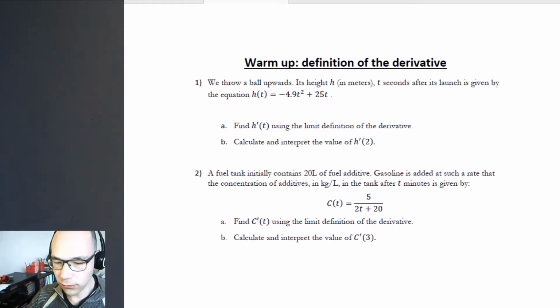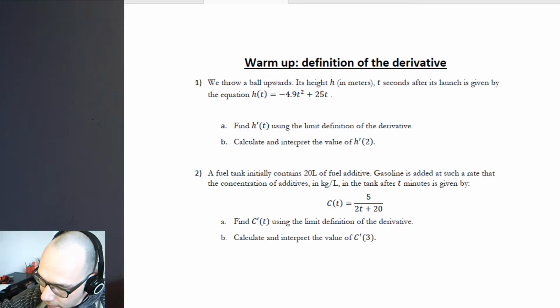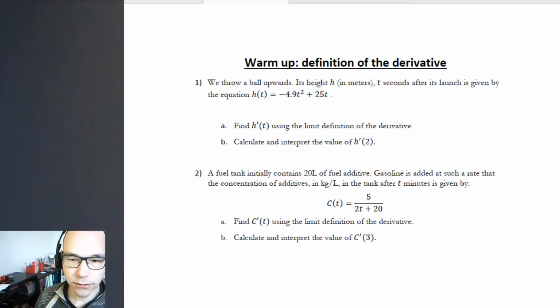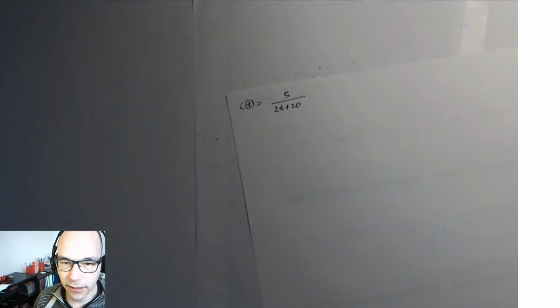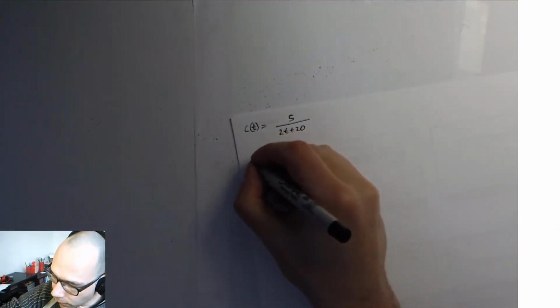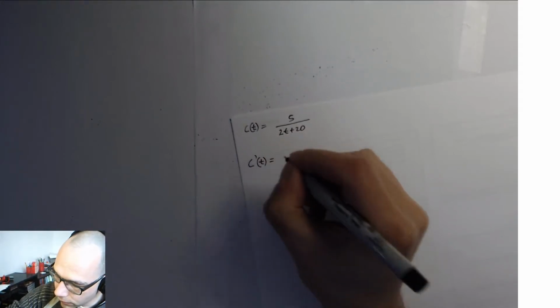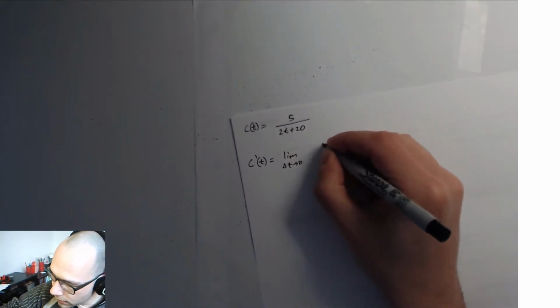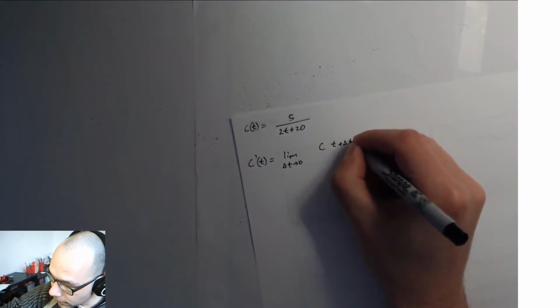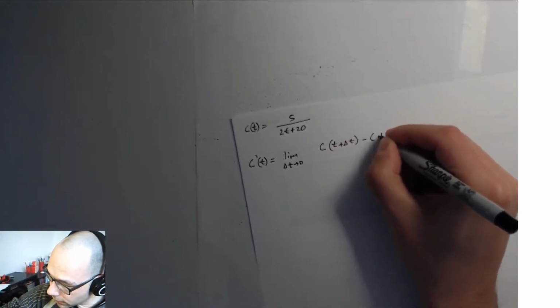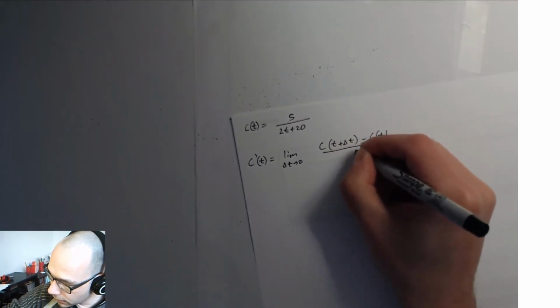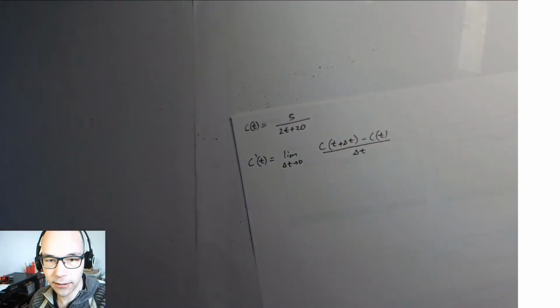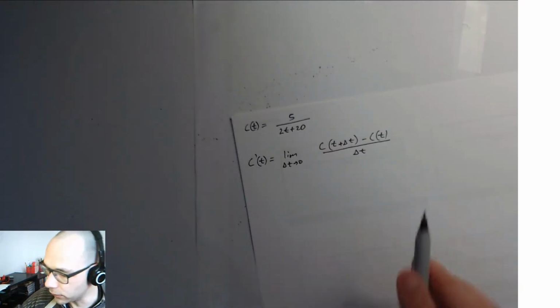C of t is equal to 5 over 2t plus 20. Let me write this down. So we have to find the c prime of t. Once again, we know that c prime of t is just going to be the limit as delta t approaches 0 of c of t plus delta t minus c of t, over delta t. I'm not going to be using the red pen anymore. I don't need this one anymore because now we know how to do this.